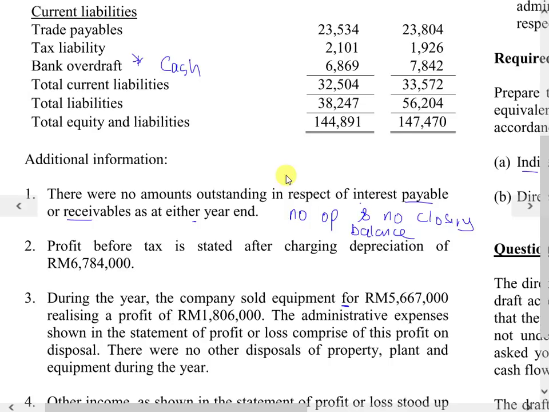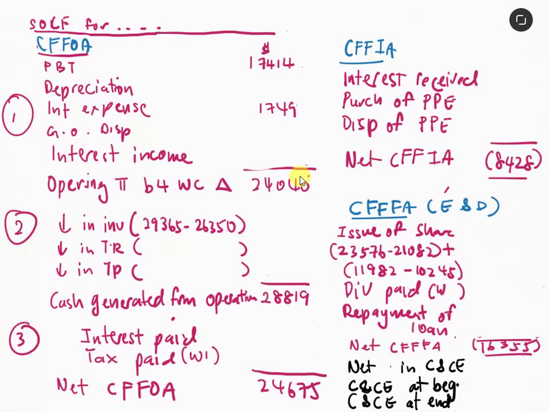Okay, this one later. Number 2, profit before tax is actually after we charge 6784. Must we adjust? Depreciation? Yes. Plus or minus? Plus back your interest expense, plus back your depreciation. So I have a depreciation of 6784.